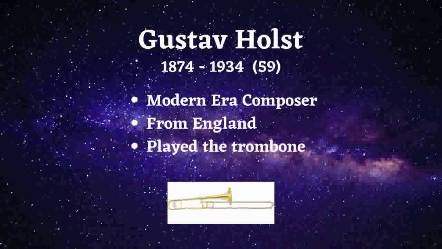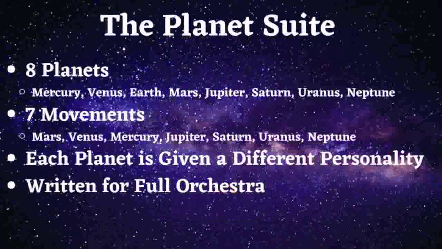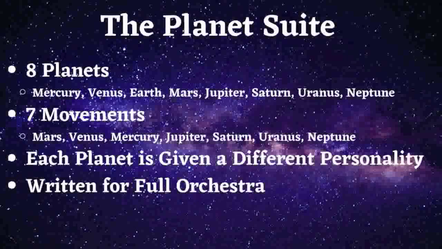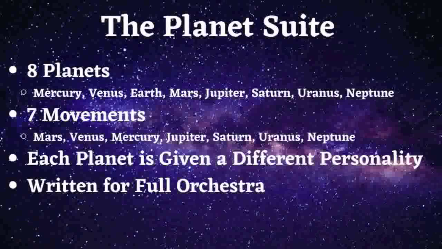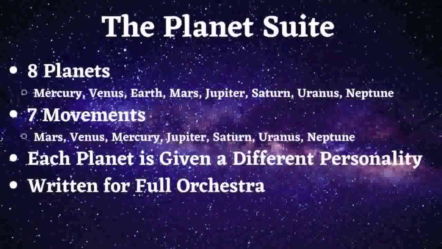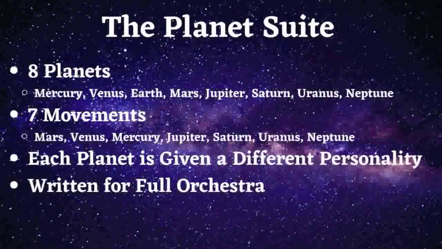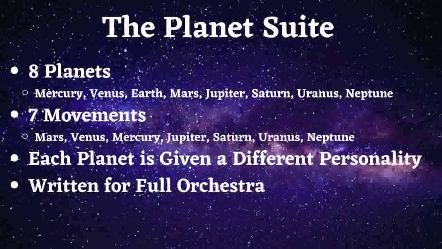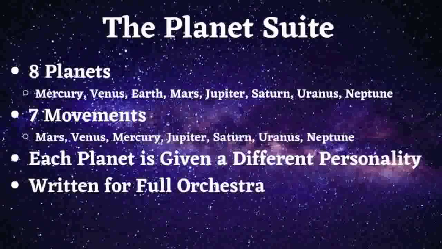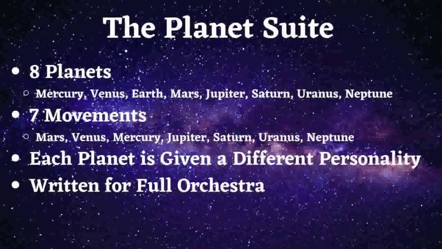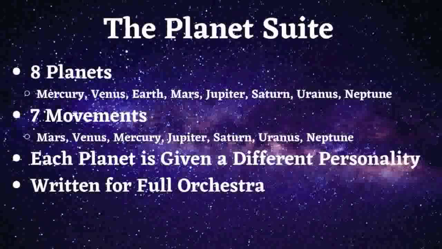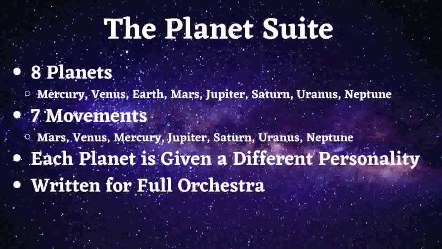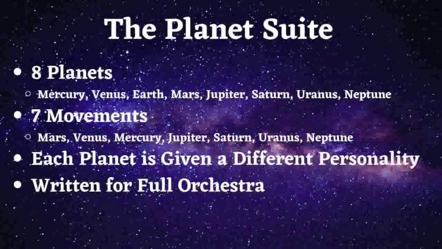So the piece that we're going to be looking at is the Planet Suite. So this is a collection of seven compositions, each about a different planet. And we're actually going to be spending all of our time on Holst on this one piece. We're going to be looking at every single different movement. So some weeks we'll be doing two pieces, one of the weeks we'll be doing one, but we're going to make it through every single one of them.